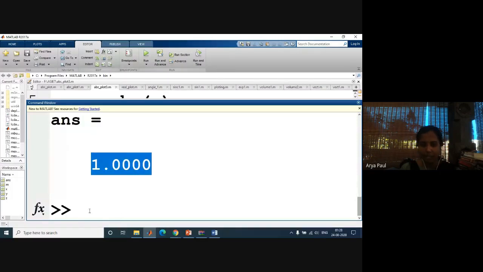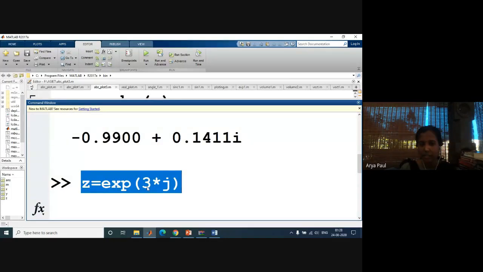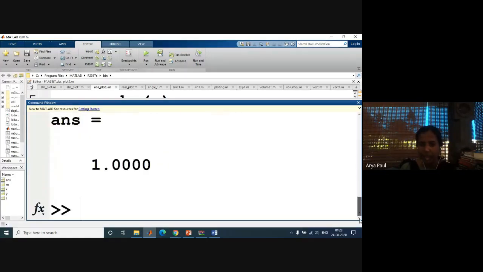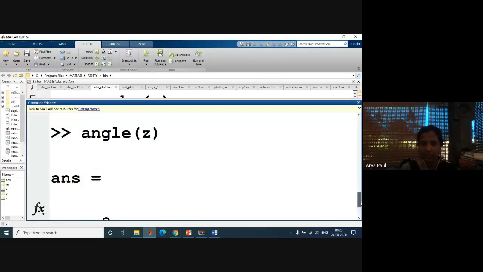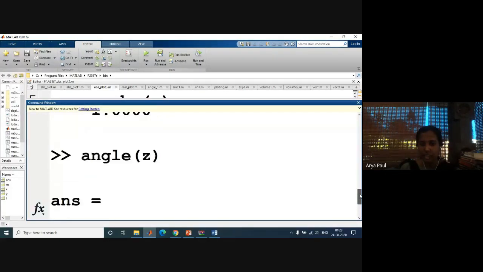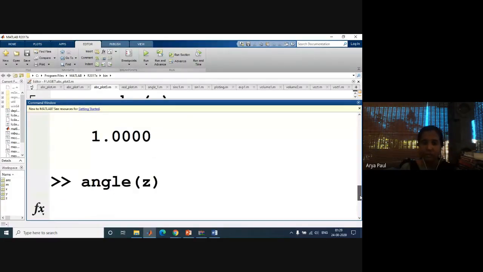If you want to find the angle of this particular polar form, the angle will be 3. This is the polar form representation. Just type angle of z, and you will get the answer as 3. The angle of the z vector gives the result as 3, and please note that this 3 is in radians, and if you want, you can convert.